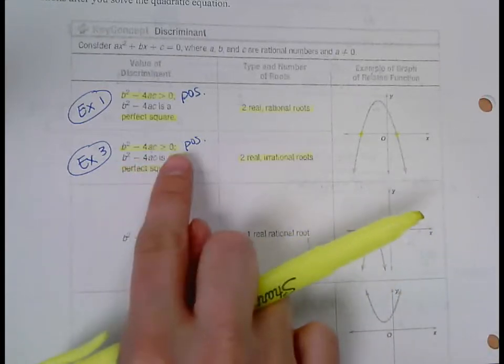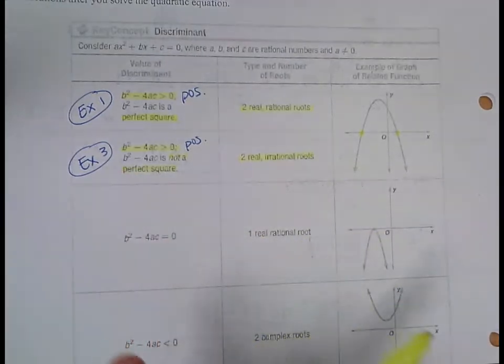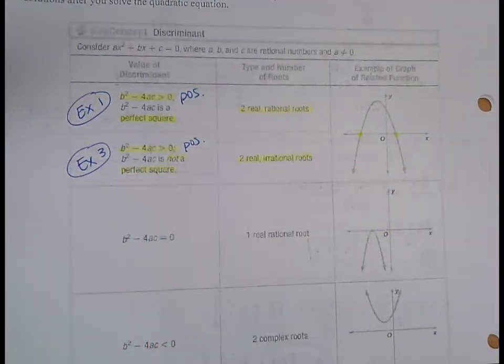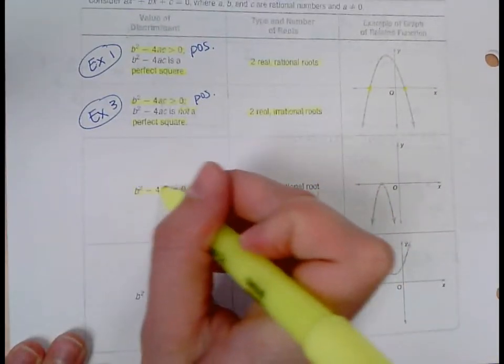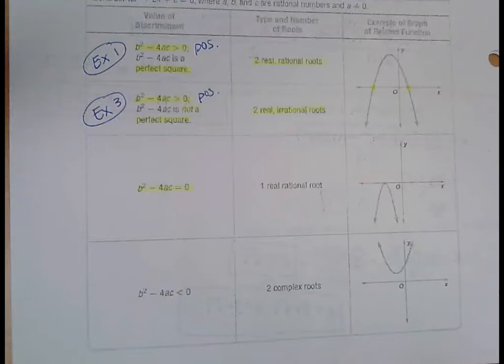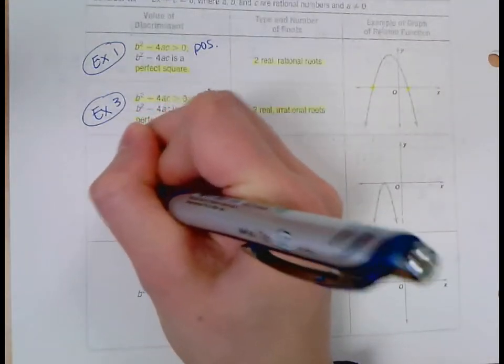So it's a positive number. It's not a perfect square. You still have a square root in your answer. That means it's irrational. It would be a decimal that goes on forever, doesn't repeat, but they're still real. Still would be two x-intercepts on a graph. Next case would be if your discriminant is actually the number 0. So this would be like what happened in example 2.